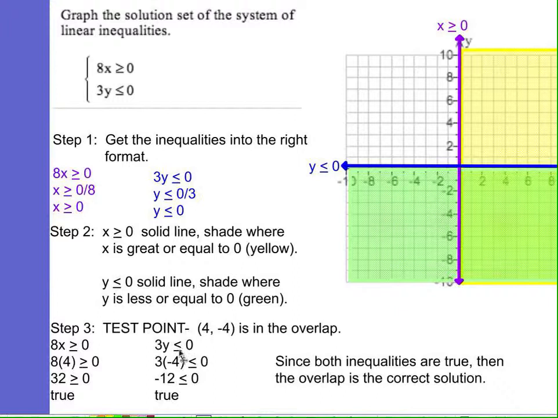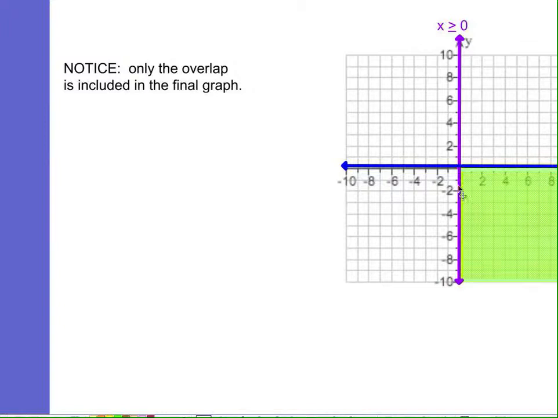For 3y is less than or equal to 0, I plug in -4 for y. -12 is less than or equal to 0 is true. Again, since both inequalities are true, the overlap is the correct solution, right here in the bottom right. So with my final answer, I only include the shaded region where both colors overlapped.